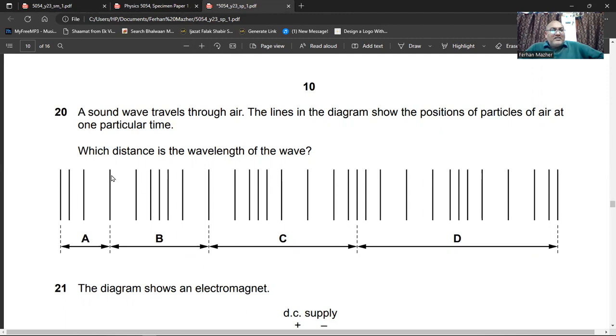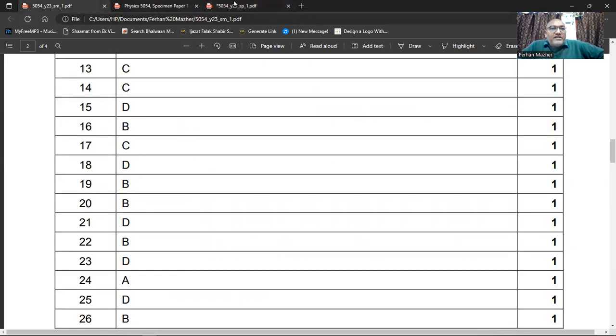Okay. Look at the B. This is the middle of the rarefaction. And this is the middle of the next rarefaction, obviously. So the distance between them represents one wavelength. So B is the best option, I can tell you. This is not. The wavelength is the center of the rarefaction to the center of the next rarefaction, or it can be the center of the compression to the center of the next compression, okay? So we think 20B is the right option. Question number 20B is the right option.